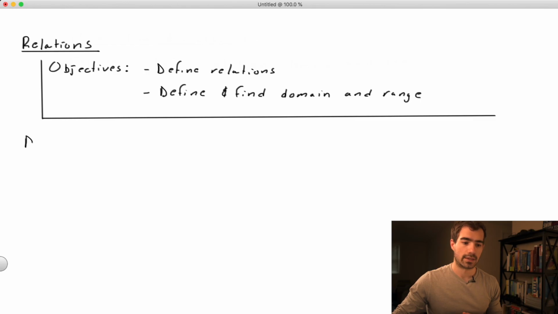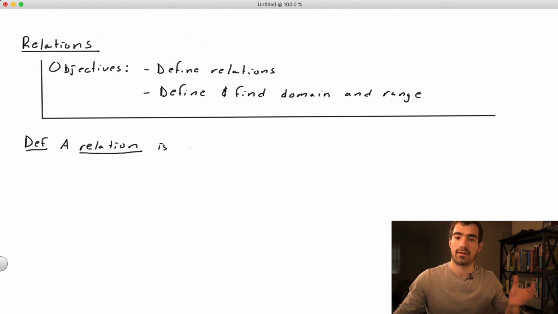And so we can actually define this a little bit more specifically here. We'll get our definition of a relation. Really simply, a relation is really just any set of pairs. Any set, and we'll be a little bit more specific here to say any set of ordered pairs.